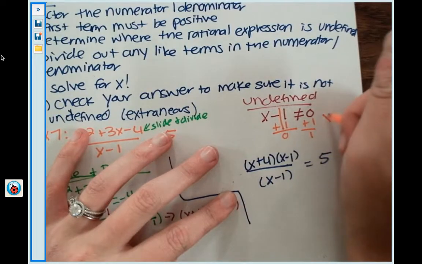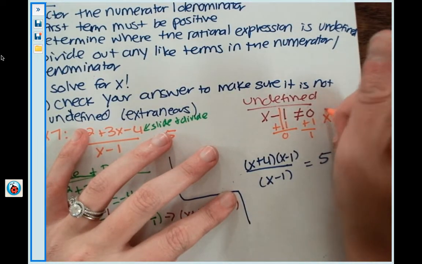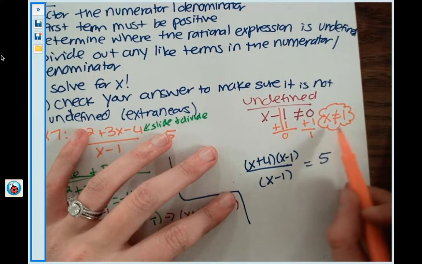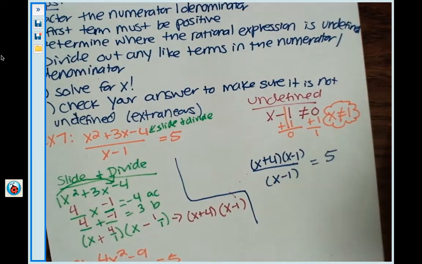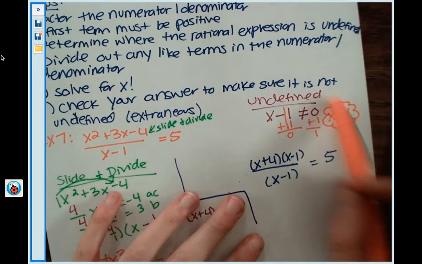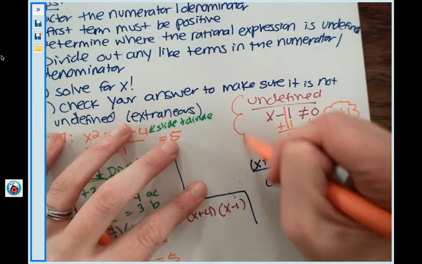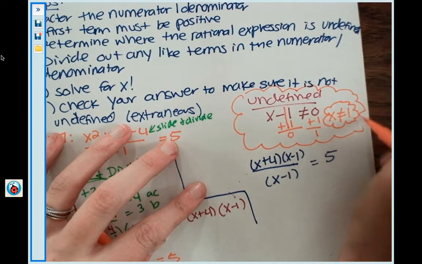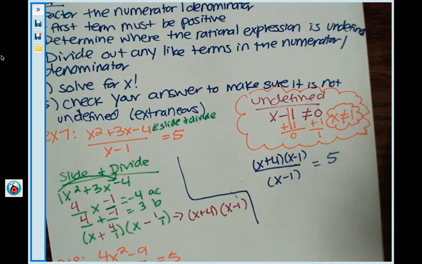So x can never equal 1, and we're going to keep that in the back of our mind, because if our answer ends up being 1, it doesn't work, which is called extraneous. So we'll have to be on the lookout for that. This is our undefined bubble. We're going to keep that in the back of our mind. I'm in a bubbly cloud mood today.